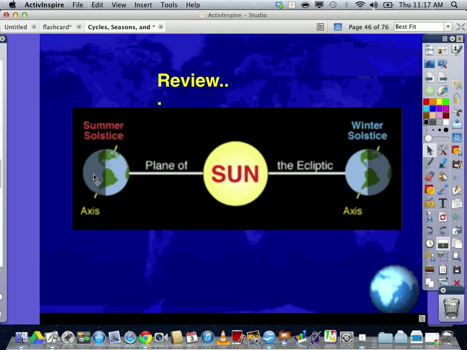Here, is the earth tilted away or towards? Look at the northern hemisphere. It's tilted towards the sun, so we're in summer. Look at this one. Is it tilted away or towards? The northern hemisphere is tilted away, so we're in winter.